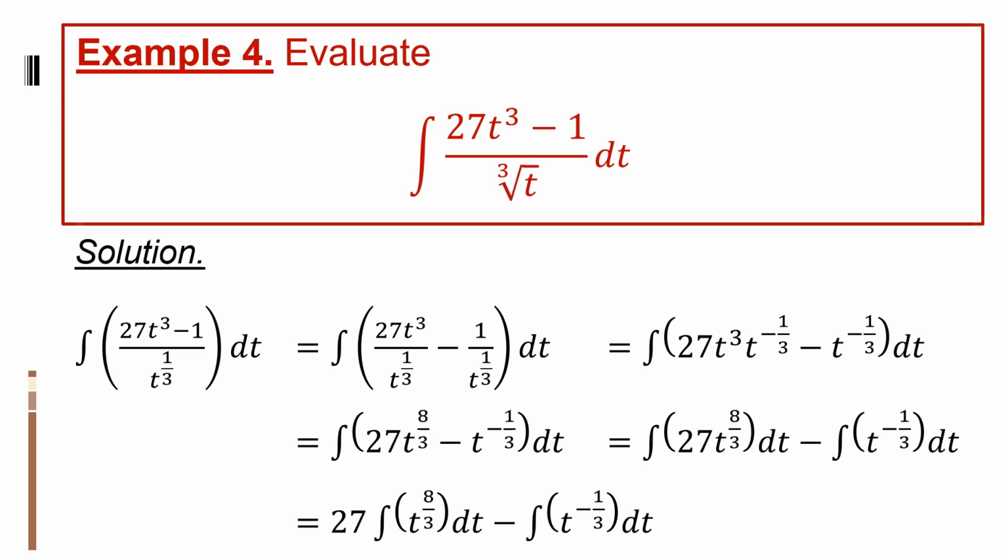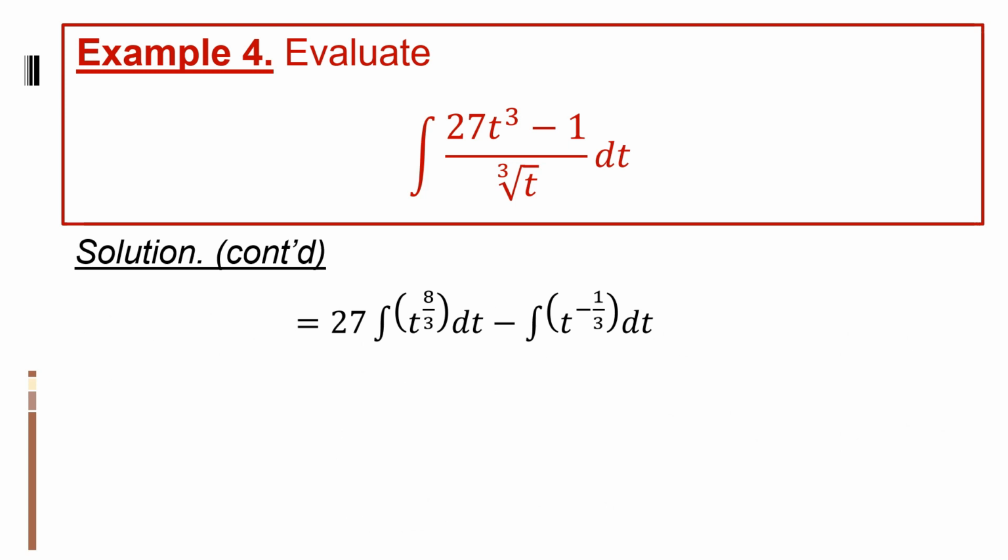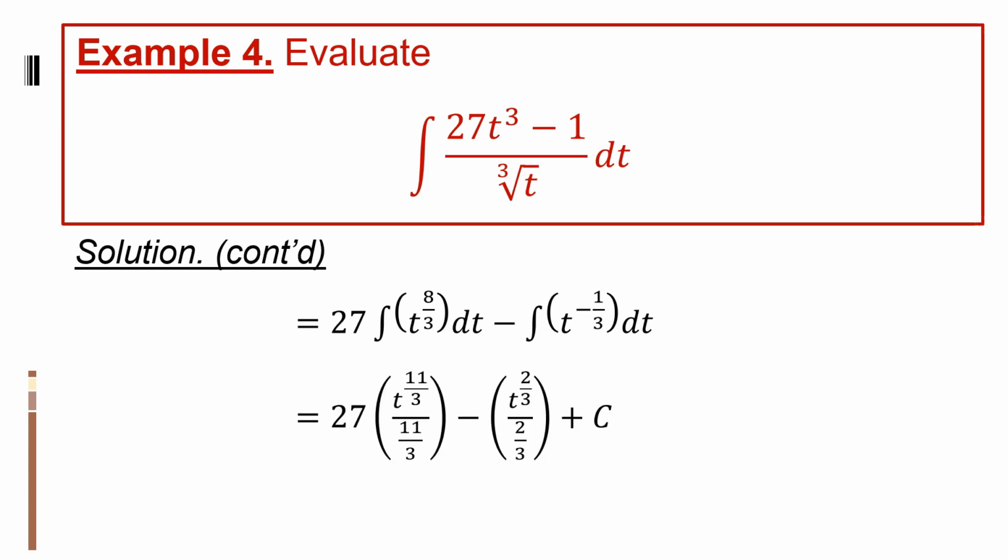Or that is now 27 times the integral of t raised to 8 over 3 dt minus the integral of t raised to negative 1/3 dt. So we now have 27 times t raised to 11 over 3, kasi magdagdag tayo ng 1, okay, over 11 over 3, minus t raised to 2/3 over 2/3 plus c. Or that is now 81 over 11 t raised to 11 over 3 minus 3/2 t raised to 2/3.